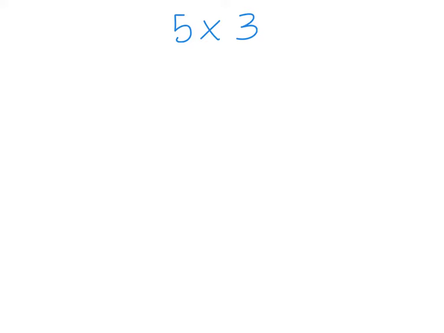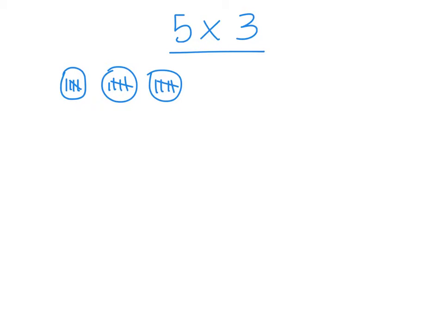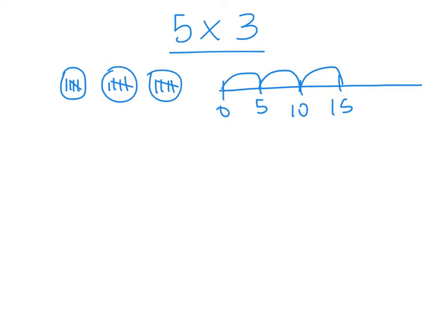Looking at the problem 5 times 3, I can represent this problem using some different models. One model I can use is equal groups. So I could draw 3 equal groups, and I could put 5 in each group. And that equals a total of 15. I could also use a number line or skip counting. So I could count by fives, and I can skip 3 times. I'm going to count by fives 1 time, 2 times, 3 times, for an answer of 15.